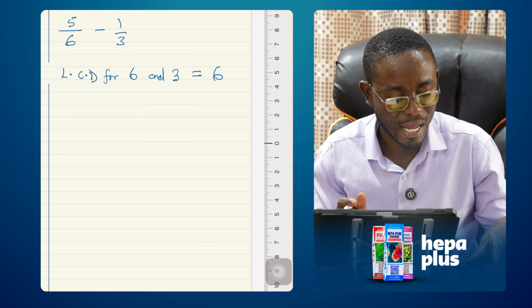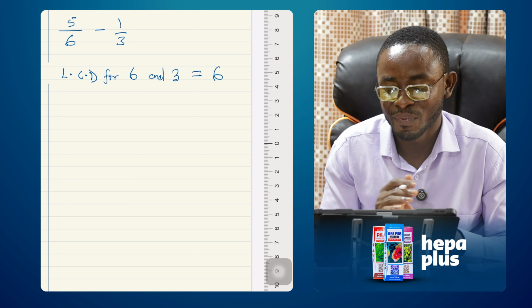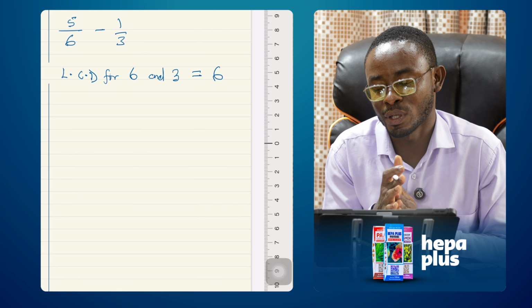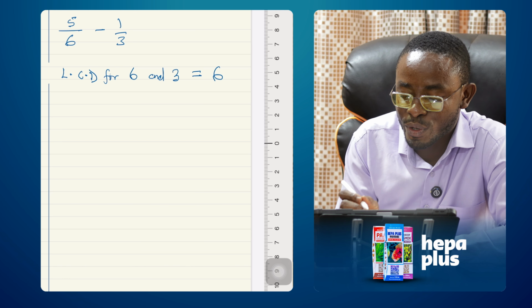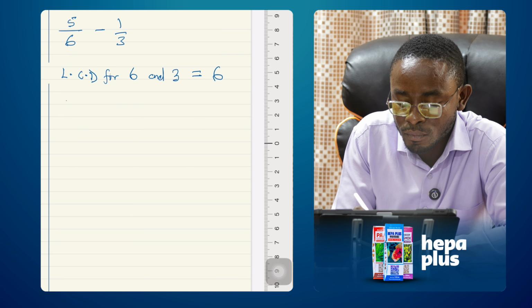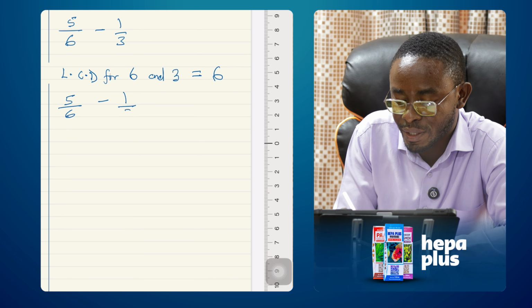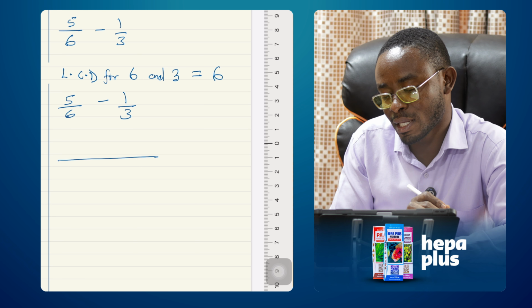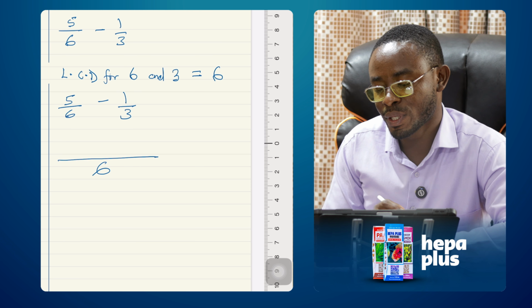As promised, I will find time and take you through how to find the LCM or the LCD. But for now, the answer here for 6 and 3 is 6 as the LCD. Now, we write our question again: 5 on 6 minus 1 on 3. Leave some spaces and rule a long line. Provide your LCD below, which is 6.